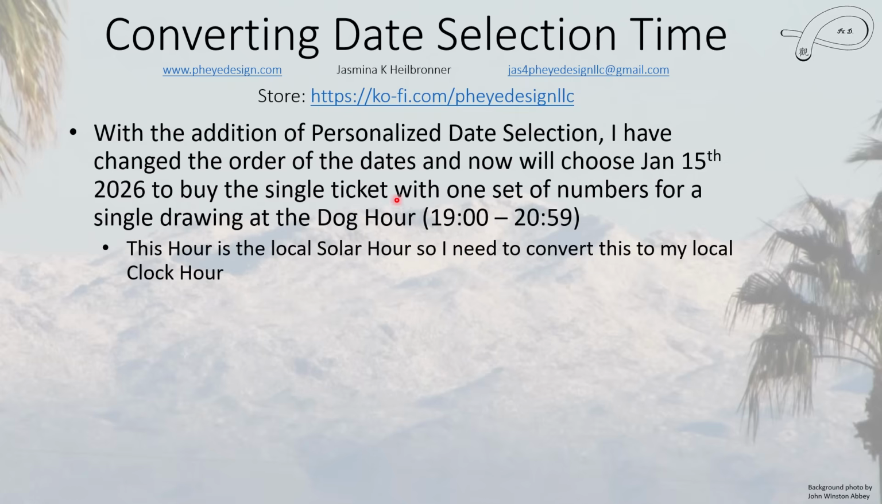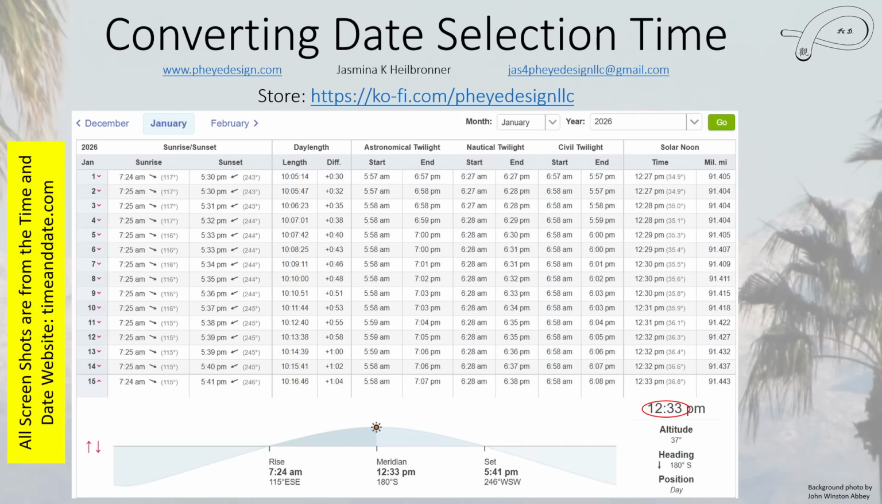Now, again, I've changed the date from, I think it was the 10th, when I just looked at all the date properties, to the 15th now. And now that I know this hour, the dog hour, and this is the dog hour's time, I need to convert that solar hour to my local clock time. So this is the date, January 15th, 2026. This is the key time. This is solar noon, the one on the left column.